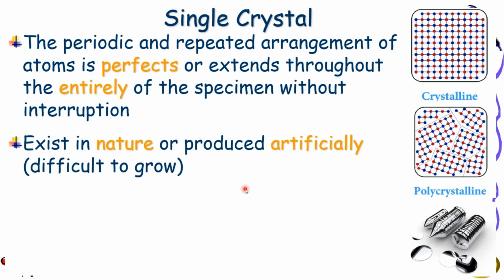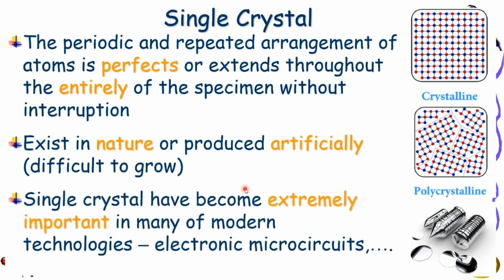But you can find this single crystal in nature. For example, diamond, right? The beautiful diamond. Diamond is very good, very expensive, beautiful. Okay, so single crystal has become extremely important in many modern technologies.